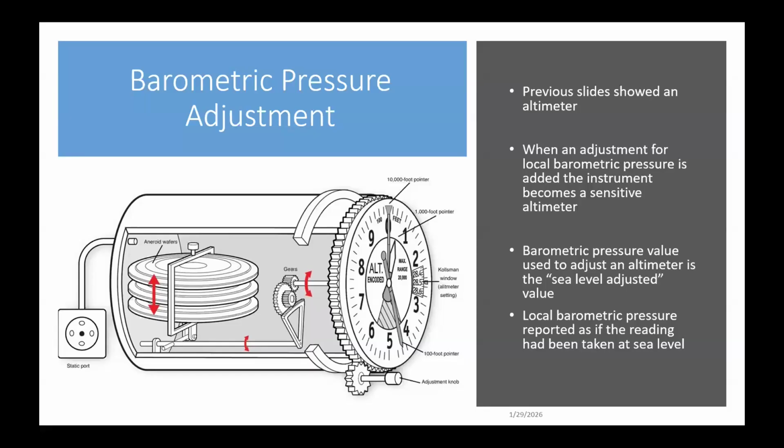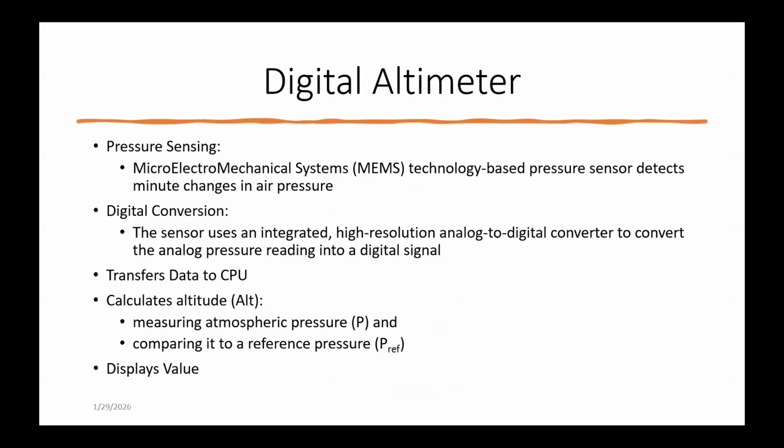That's why the FAA tells you that you should be set to a barometric reading that's within 100 miles of your current location. Now, digital altimeters. They do pressure sensing not with an aneroid chamber. They do it with what's called an electromechanical system. And this is a pressure sensor that is reading absolute pressure.